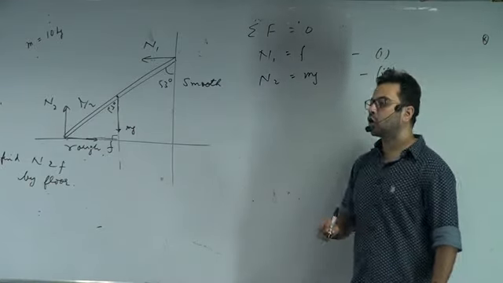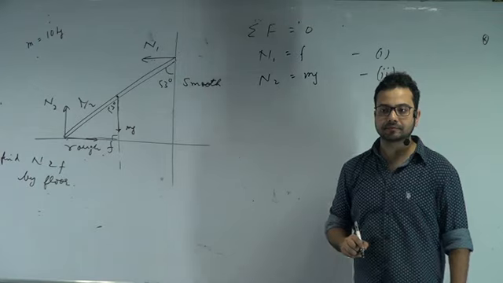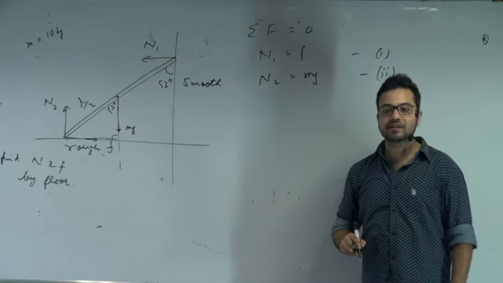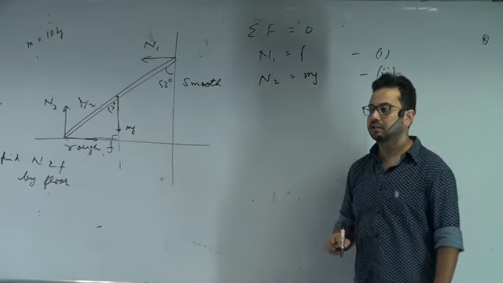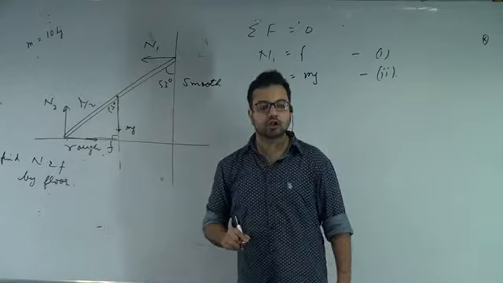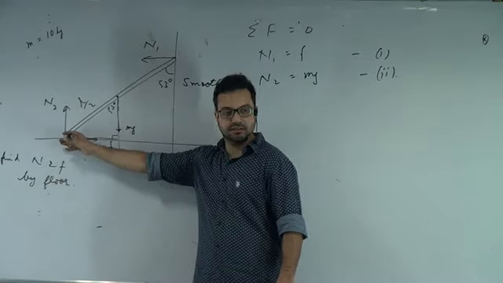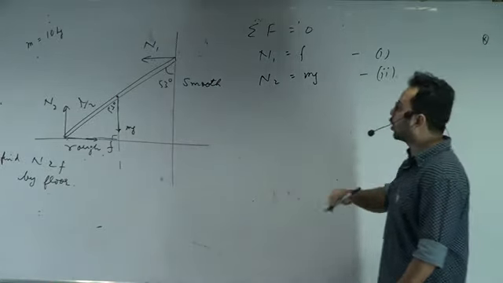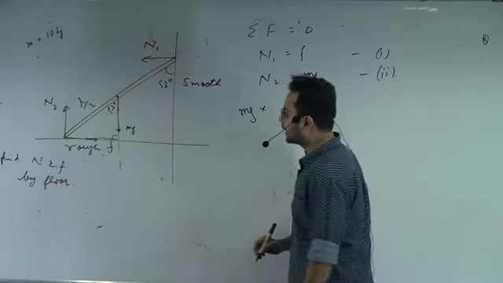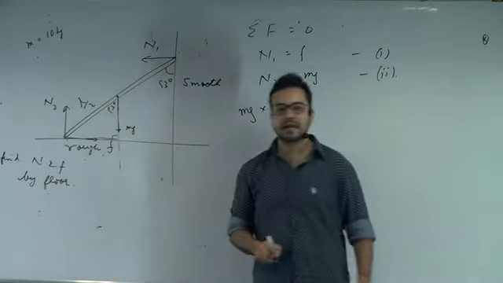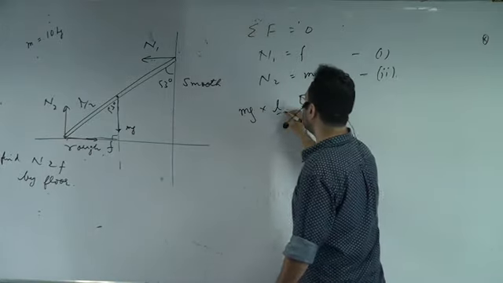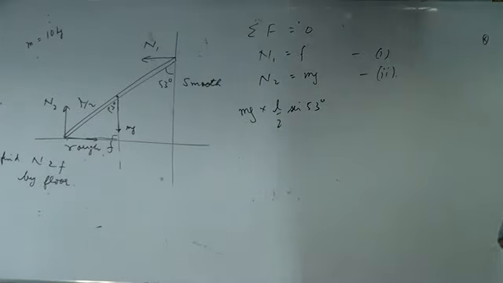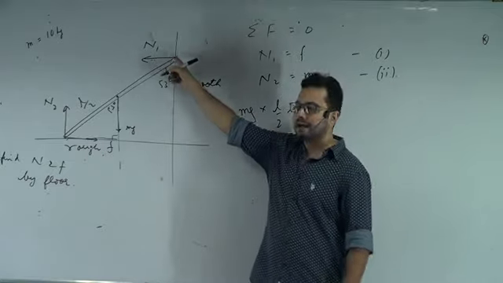Is this torque clockwise or anti-clockwise? Think before you answer. Where is your axis? Clockwise. This is the axis and this is the force, so it will try to turn it clockwise. So the clockwise torque becomes mg multiplied by this distance, that is L by 2 sine 53 degrees. That is the net clockwise torque, and that would be balanced by the net anti-clockwise torque.